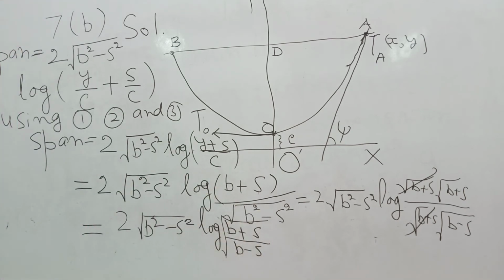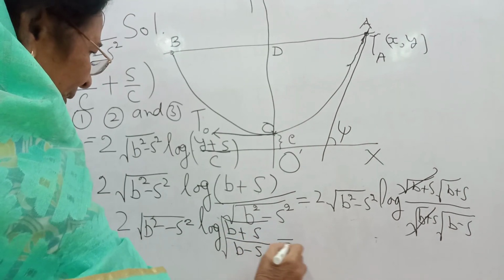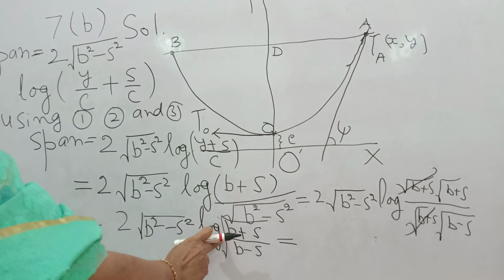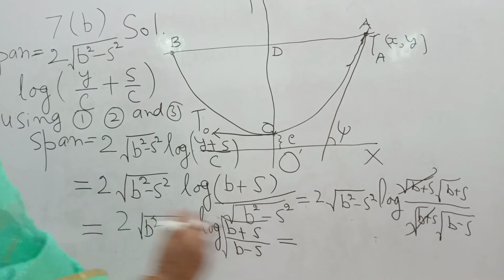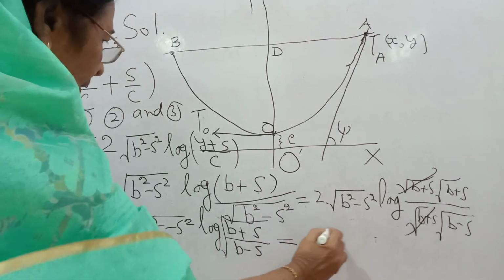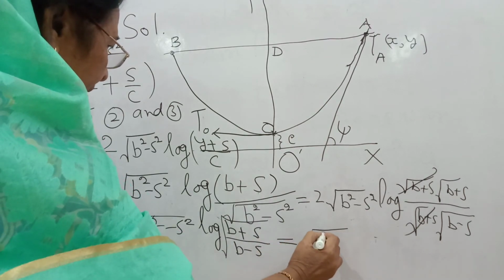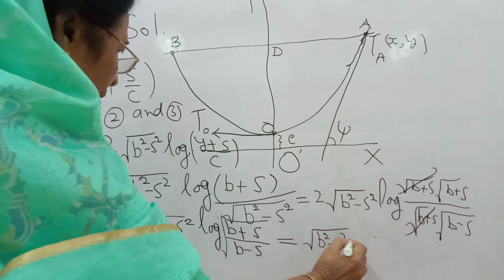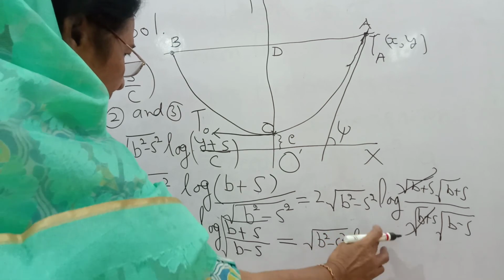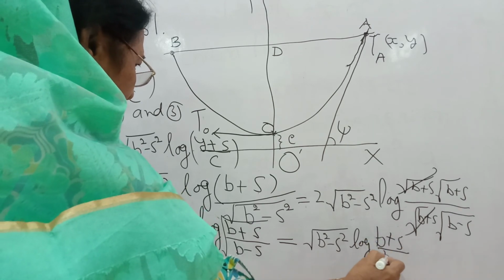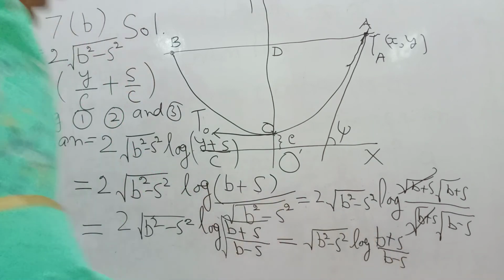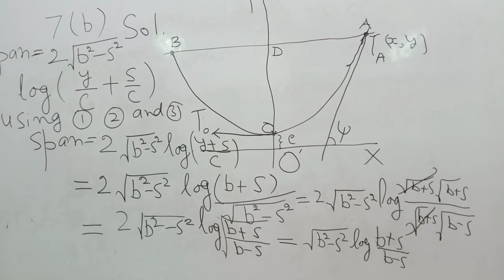I think this is what we wanted to obtain. Now this can be written as half and then this 2 will go away. So the required result will be under root b square minus s square log of b plus s divided by b minus s, and that is the result.